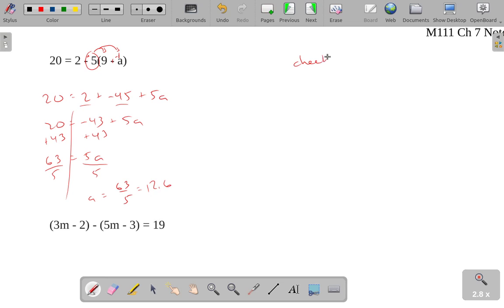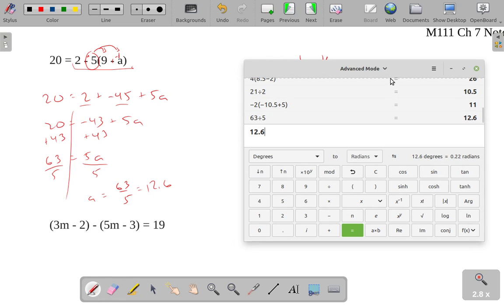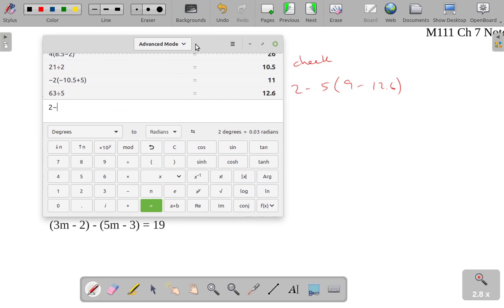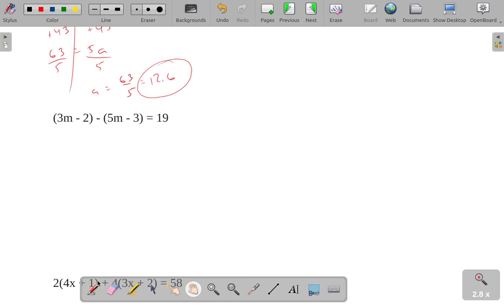So let's check to see if this works. 20 equals, well, actually I'll just plug it into the calculator. On one side of the equation we get a 20, so there's nothing to do there. I'm just going to plug this side of the equation in. I'm going to do 2 minus 5 parentheses 9 minus 12.6. And I expect to get a 20 out of this. And I do get a 20 out of it, which gives me a lot more confidence in this answer than I had right before I pressed enter. I was actually wondering if I had made a mistake there.